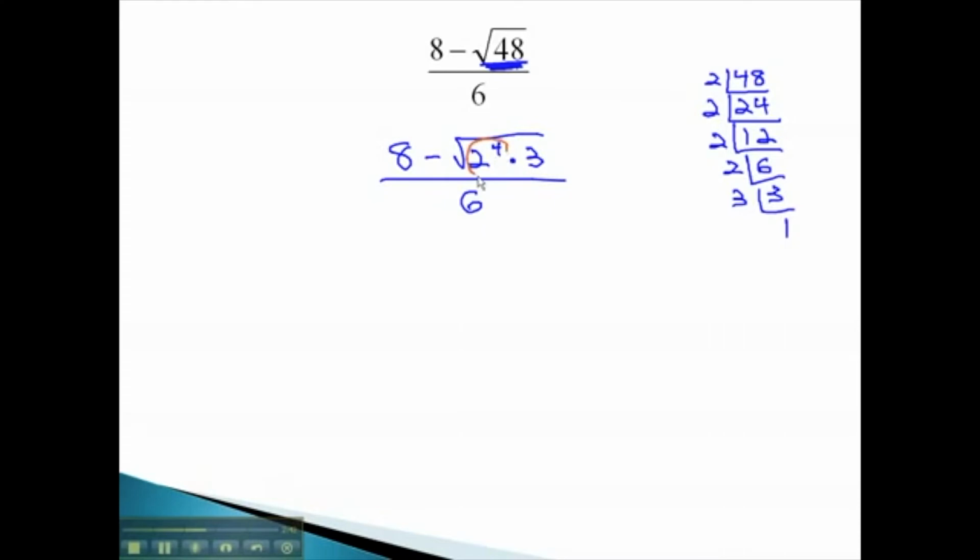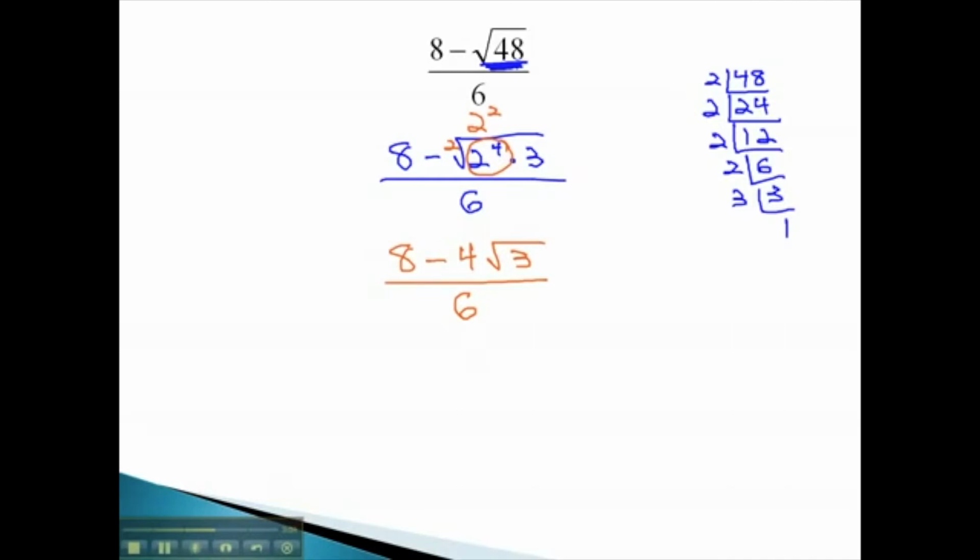We can divide the exponent on the 2 to the 4th by the index of 2 to find out how many of this number come out. 4 divided by 2 is 2, so we pull out 2 squared. We now have 8 minus 2 squared, which is 4, square root of 3 over 6.